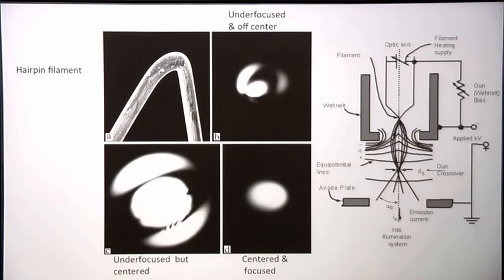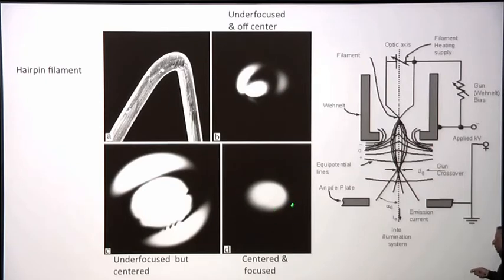This is what it looks like if you zoom in. This is the filament itself. It's a little hairpin. And when you look at it on the screen in the electron microscope, it looks something like this. So this is the image of the electrons coming off of that tip there. This is an underfocused case. This is a very poorly focused case, and this is a nice centered and focused case.